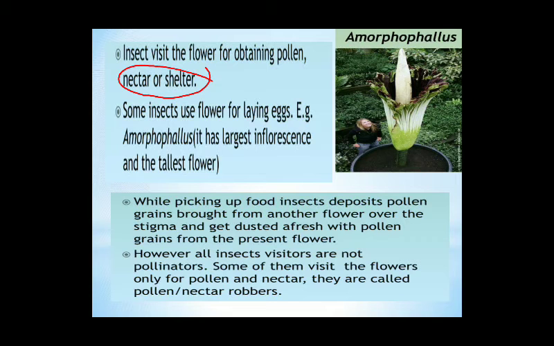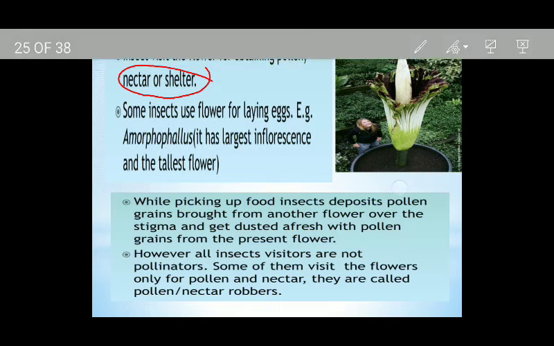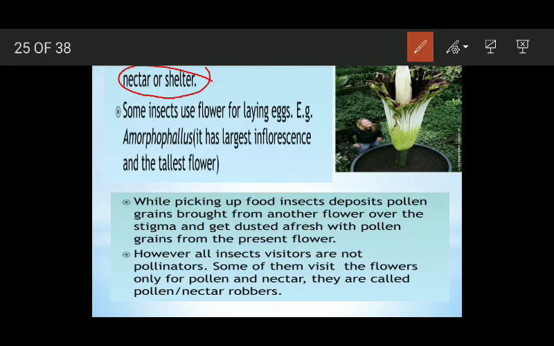Example is that of Amorphophallus. This plant has the largest inflorescence and the tallest flower. And this inflorescence is used by some insects for laying their eggs.